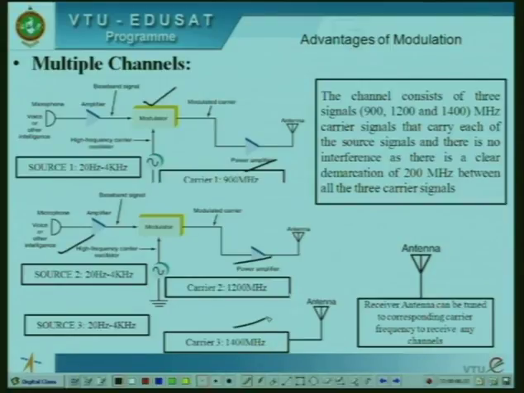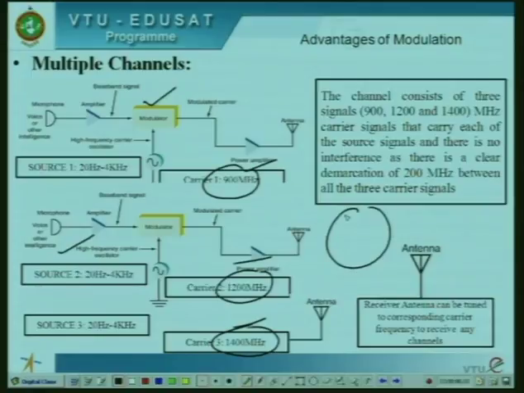So now, if the carrier frequencies like 900, 1200 and 1400 megahertz are assigned to each of the stations or the sources, the incoming signal will be automatically translated to a frequency range of 900 megahertz plus or minus 4 kilohertz. Similarly, the second source will be assigned a carrier frequency of 1200 megahertz plus or minus 4 kilohertz, and the third signal will be transmitted using a carrier of 1400 megahertz plus or minus 4 kilohertz. So there is a clear demarcation between channel 1, channel 2 and channel 3, because the frequency of channel 1 is 900, channel 2 is 1200, and channel 3 is 1400.